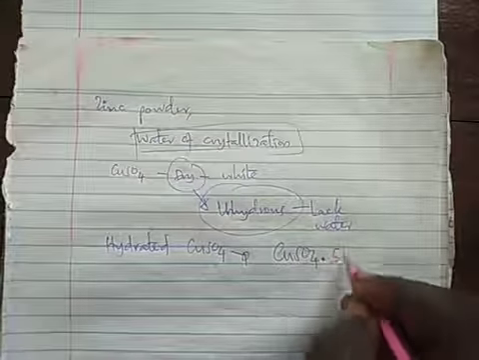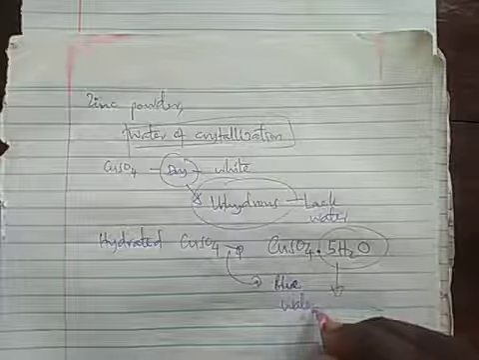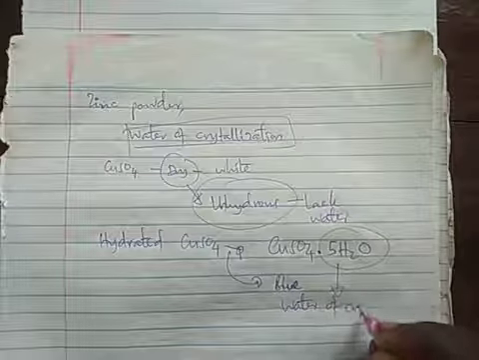While hydrated copper 2 sulfate, which is written as CuSO4.5H2O, is the hydrated copper 2 sulfate. It looks blue in color. Now what we want to discuss here is the water of hydration. These 5 molecules of water are called the water of crystallization.